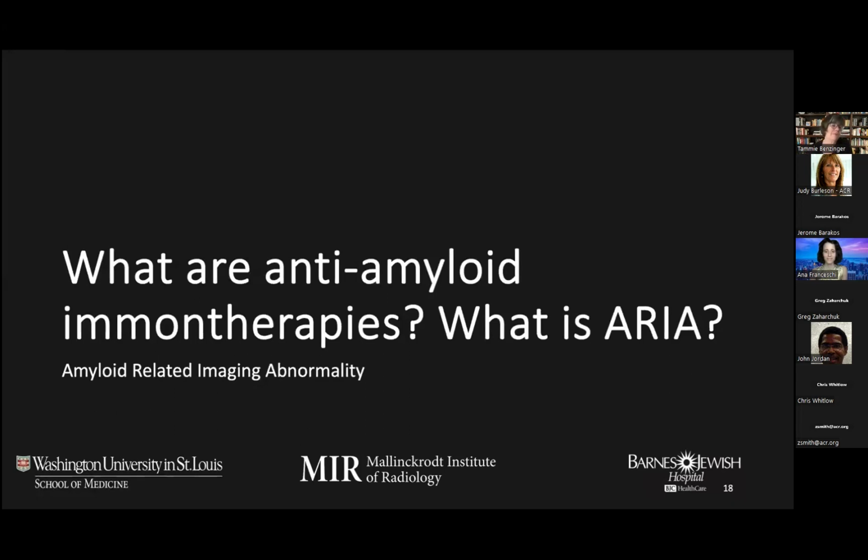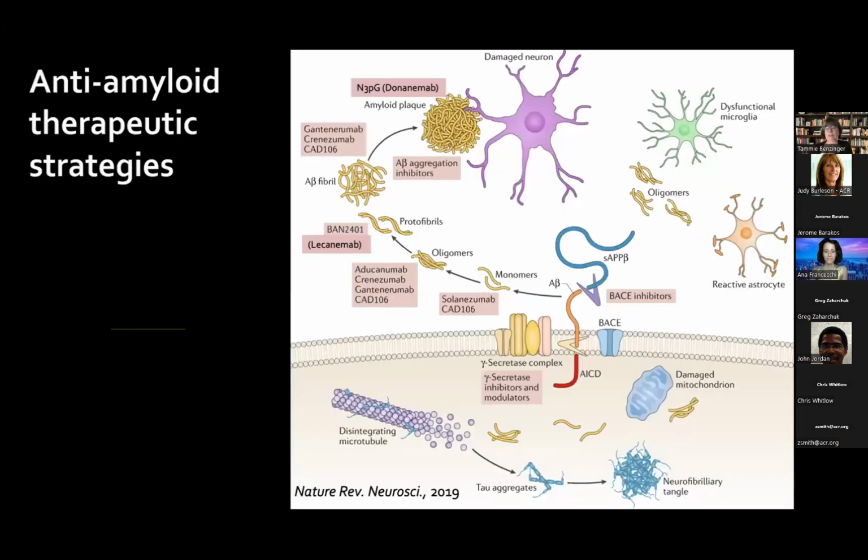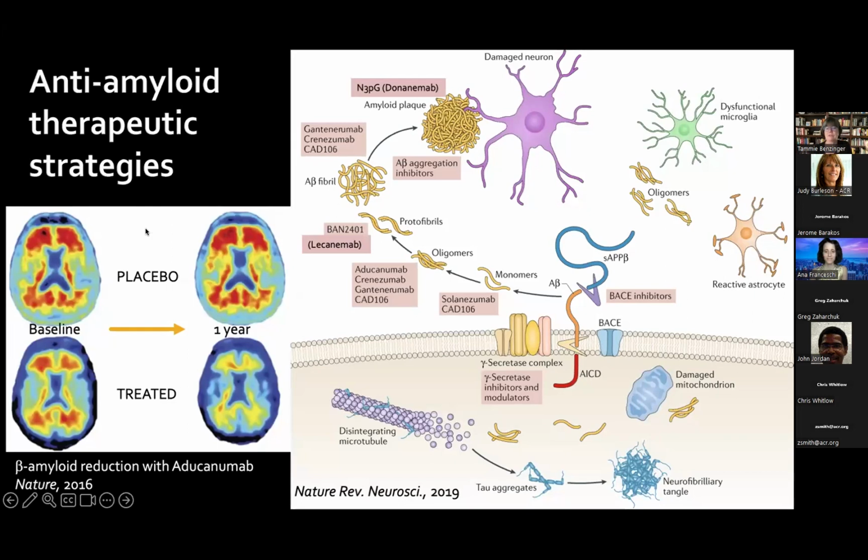So I wanted to move on to talk about what are these immunotherapies and what is ARIA, or the amyloid-related imaging abnormality that we see during the course of therapy. So a whole set of monoclonal antibody therapies have been under development and testing in recent years, which are all focused on these aggregates of beta amyloid. And with these monoclonal antibodies, they will attack the aggregates, and then the immune system itself, the microglia, will then attach to those antibodies and clear this from the brain. And what you see with PET scans in these patients is very dramatic clearance.